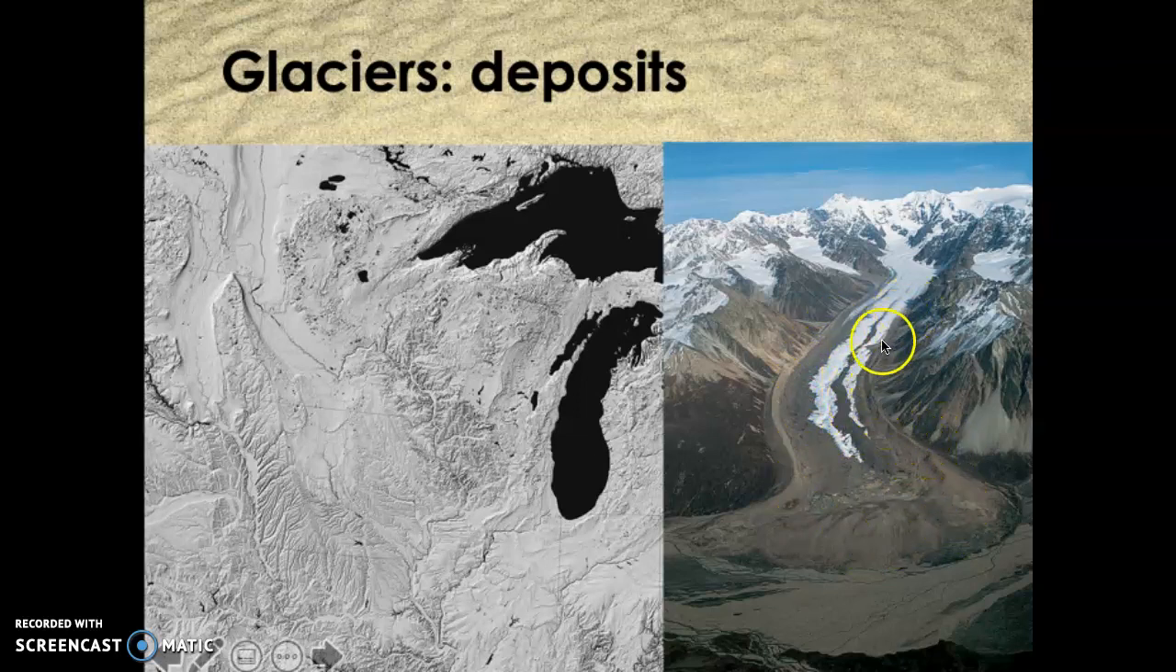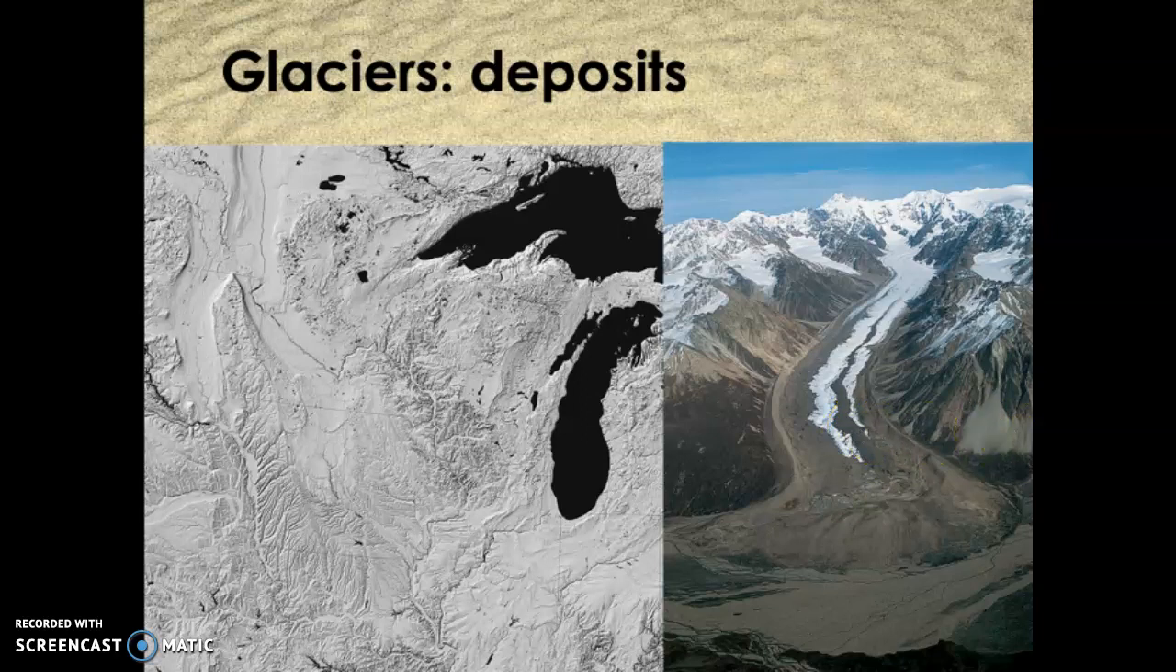But it leaves piles of material on the sides, at the front, and underneath the ice as well. These deposits that are left by the ice are called moraines. The moraine at the front of the ice is called the end moraine. The moraines along the sides of the ice are called lateral moraines. And the moraine that's under the ice is called ground moraine. And a fourth type of moraine we find in the middle of the ice.